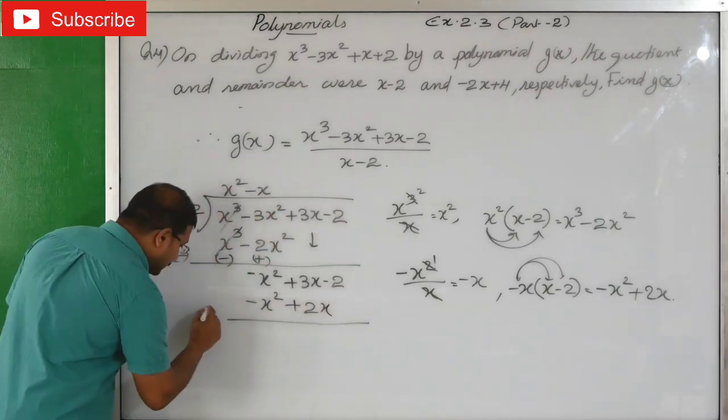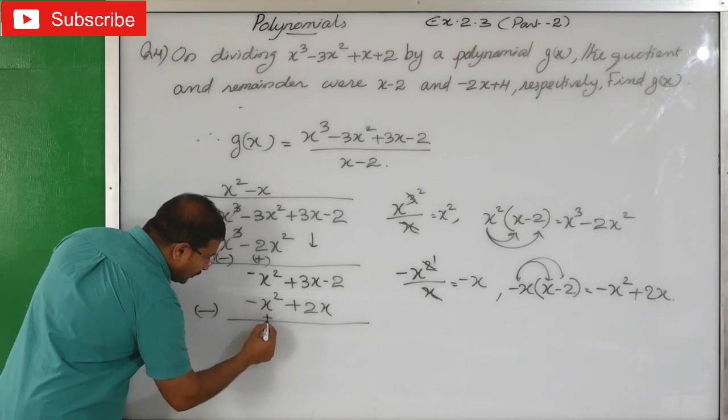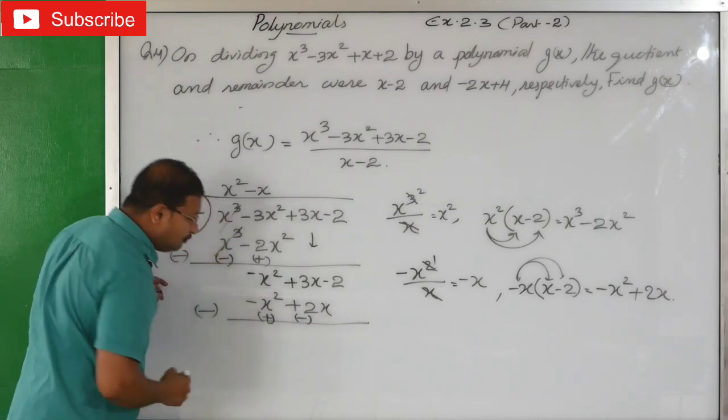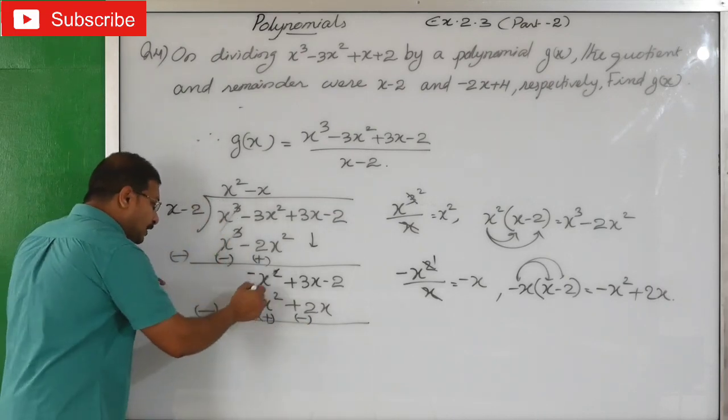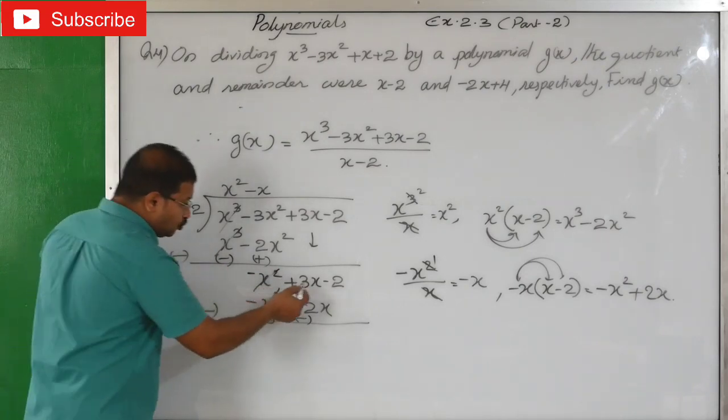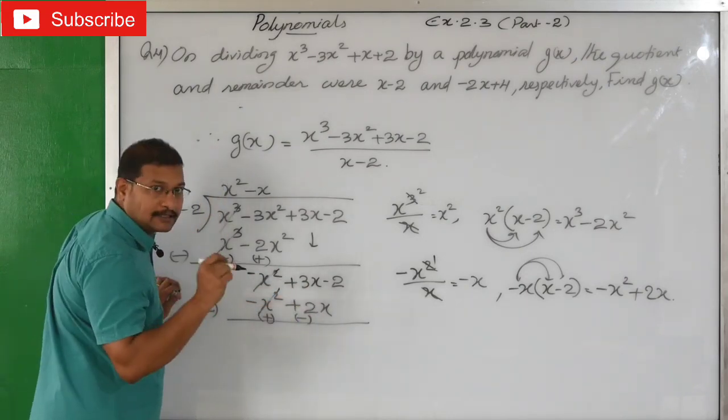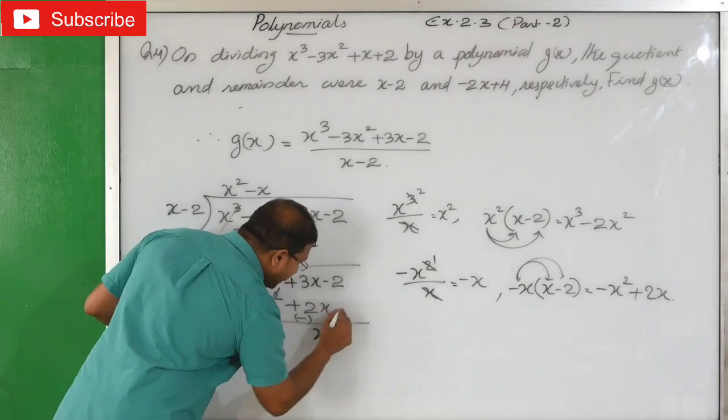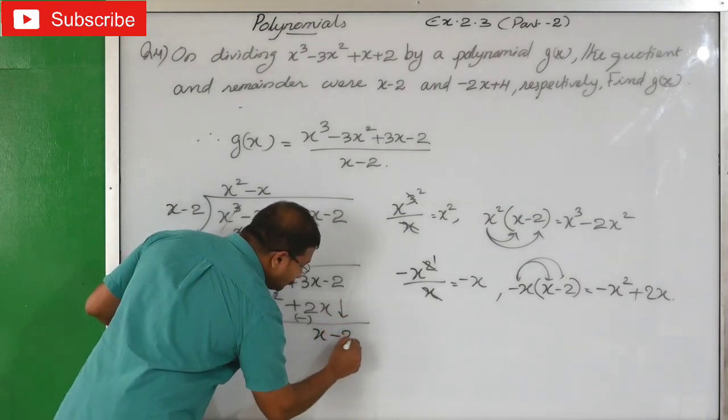Ready? When you subtract, what will happen? Minus will convert into plus, plus 1 will convert into minus. So x minus x square plus x square will cancel. 3x minus 2x, 1x, that means x. And this minus 2 will bring down.